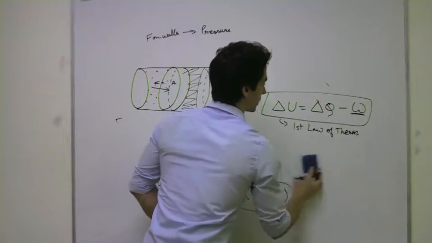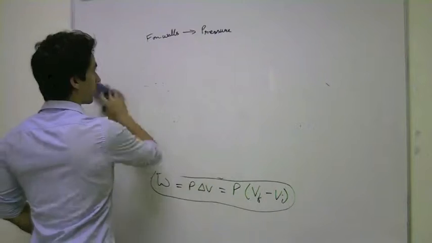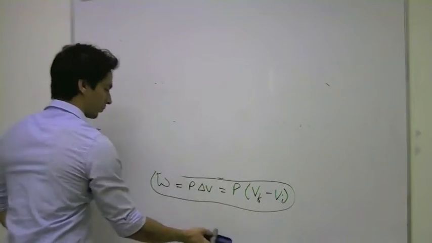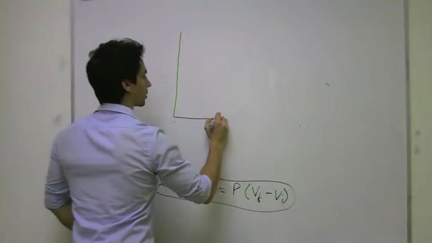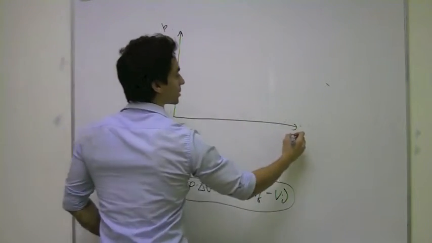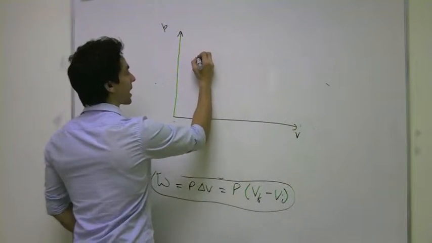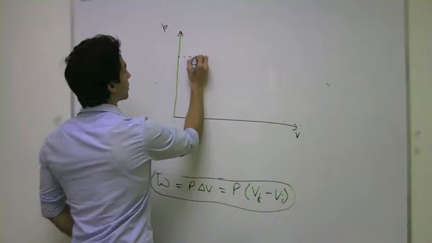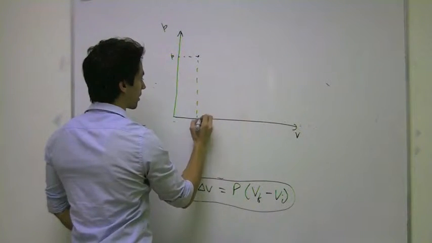What the students will be dealing with most of the time in exams are pressure versus volume graphs. Okay, so this here is a pressure versus volume graph. So let's say a gas is at a state over here at pressure P and volume Vi.